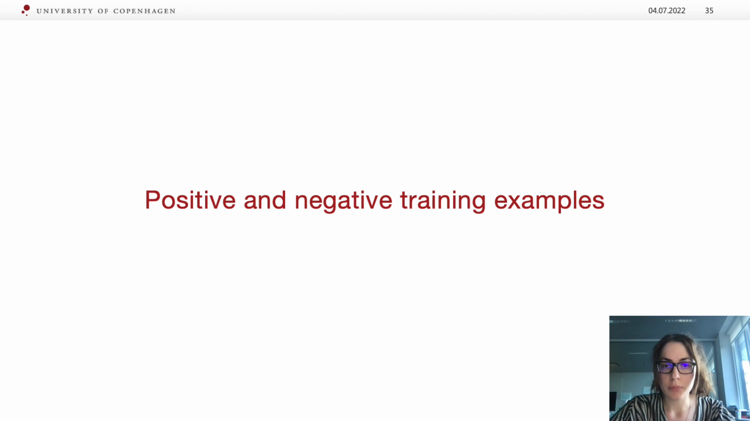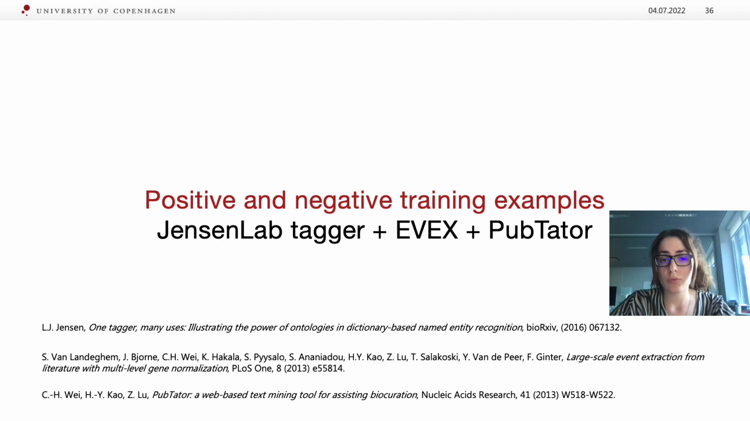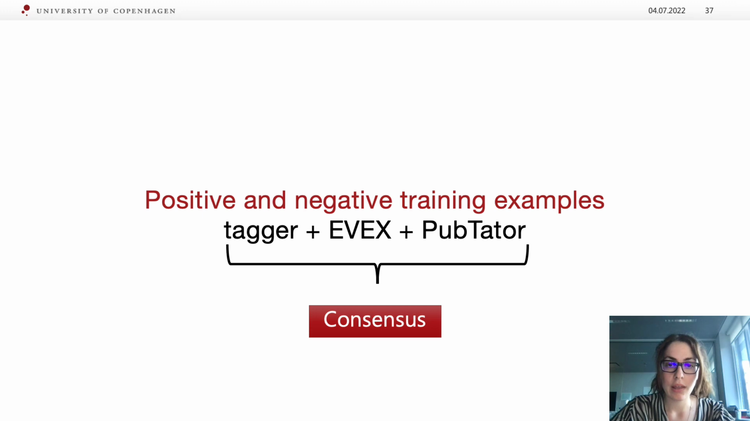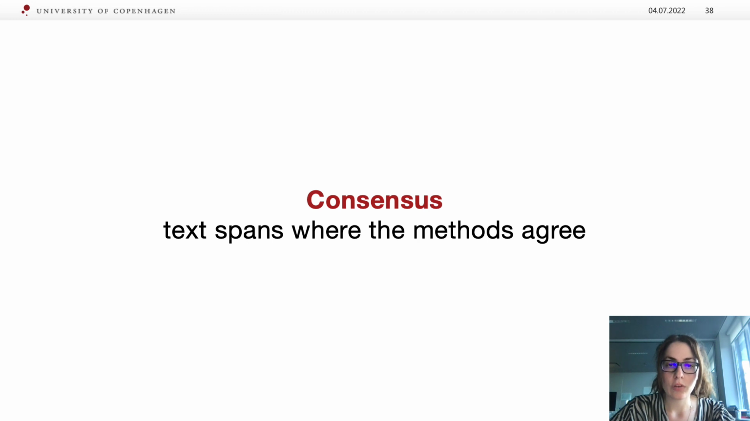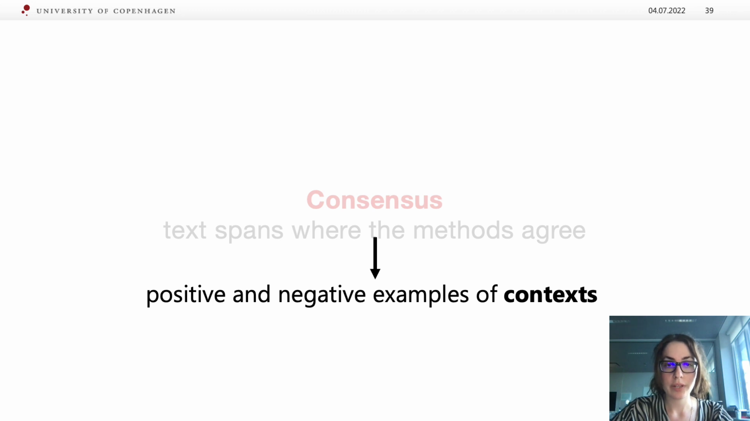So, in order to train a BERT model, we need positive and negative training examples. And of course, one could manually sit down and annotate such examples and find them, but on the other hand, there are smarter ways to get our hands on millions of examples. And what we thought of was to use 3 different named entity recognition systems, namely the Tagger, the EVEX system, and PubTator, and get their consensus. And the consensus of this method is text spans, where the methods agree on what and what not to tag. So that way we can get our positive and negative examples of contexts.